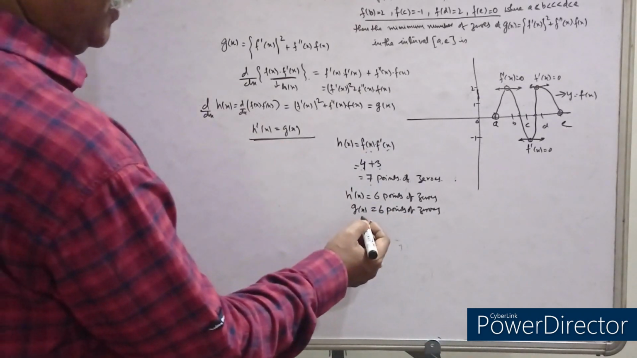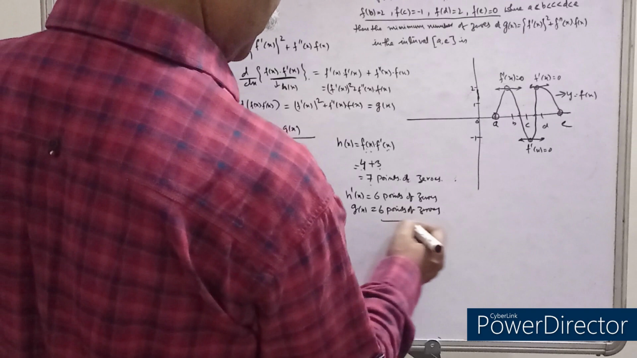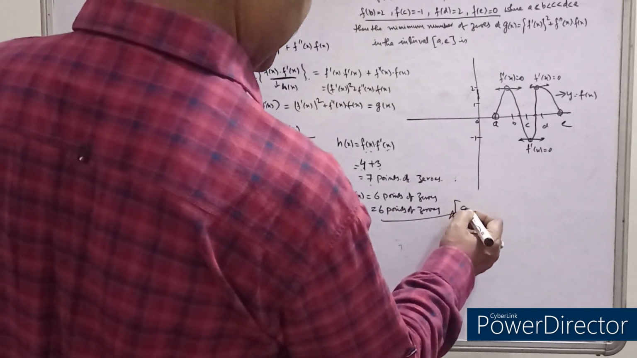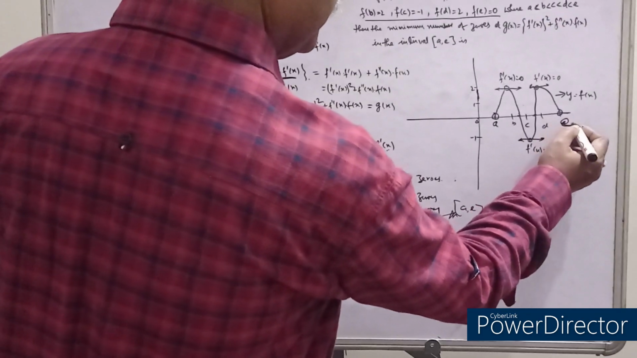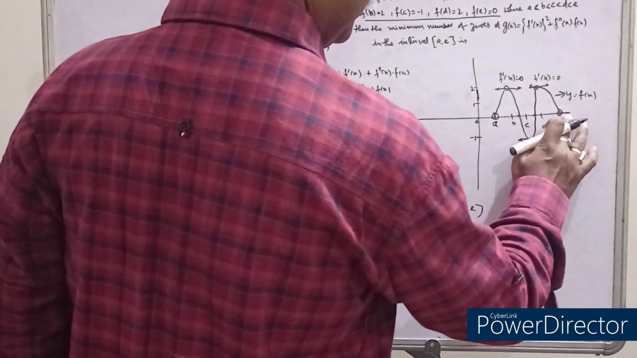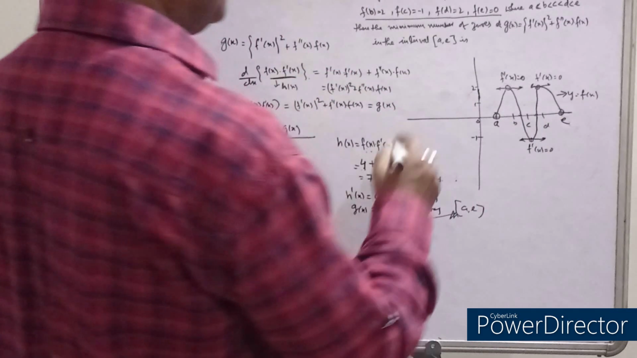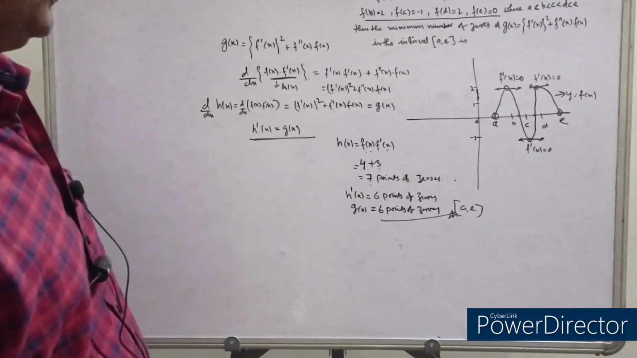And your h dash x is g(x), so it has 6 points of zero within the interval a to e. So this is all about how to solve this question.